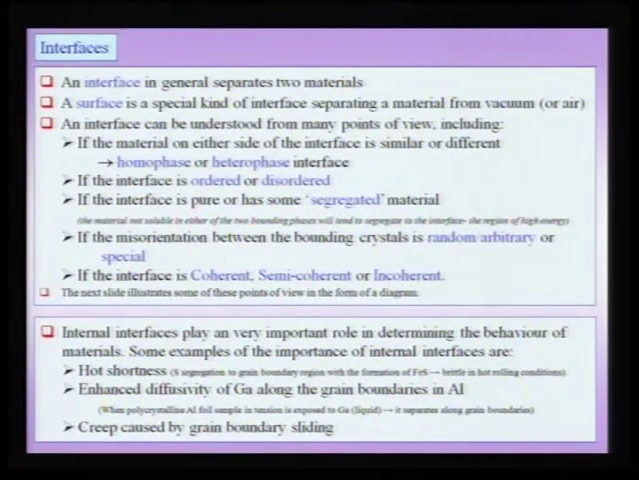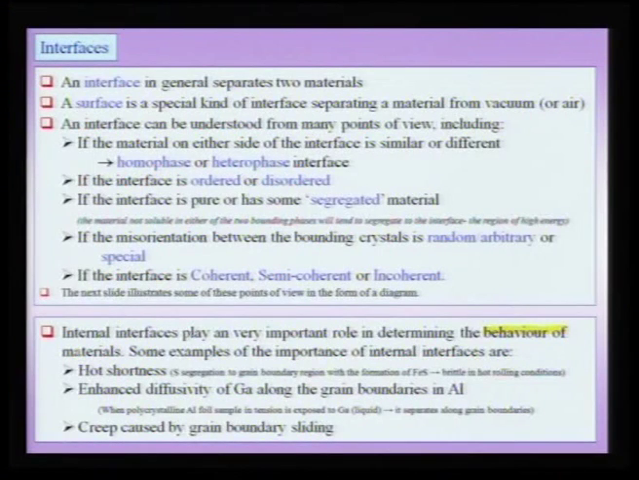It should be noted that the interfaces we are going to consider in this topic are going to be solid-solid interfaces. We will not deal with liquid-vapor or liquid-liquid interfaces in this set of slides or in this set of topics. And solid-solid interfaces play a very important role in determining the behavior of materials, as can be highlighted.